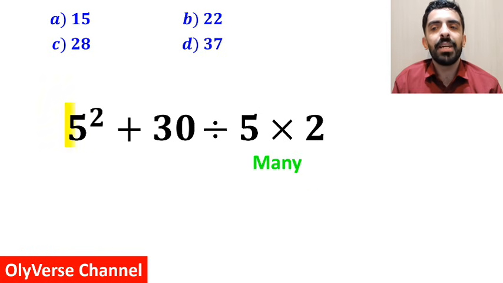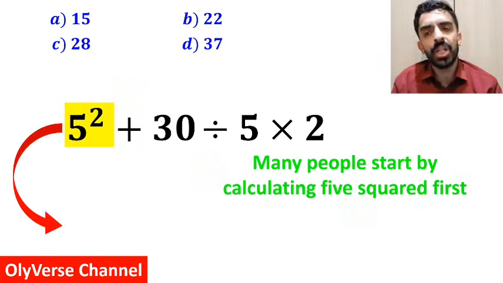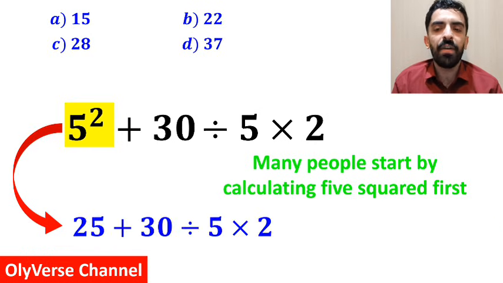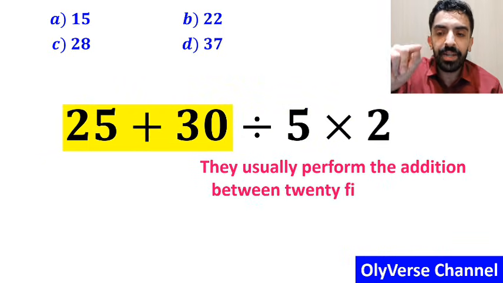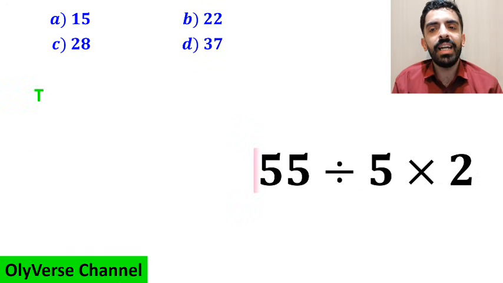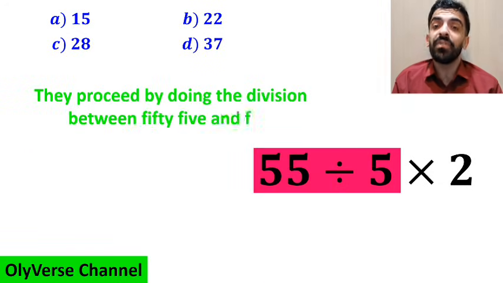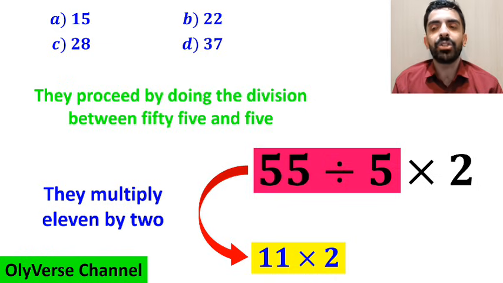To solve this question, many people start by calculating 5 squared first, and instead of the original expression, they rewrite it as 25 plus 30 divided by 5 times 2. And the next step, they usually perform the addition between 25 and 30 and simplify this expression to 55 divided by 5 times 2. Then, they proceed by doing the division between 55 and 5, which gives them 11 times 2. And finally, they multiply 11 by 2, which ends up with the answer 22.